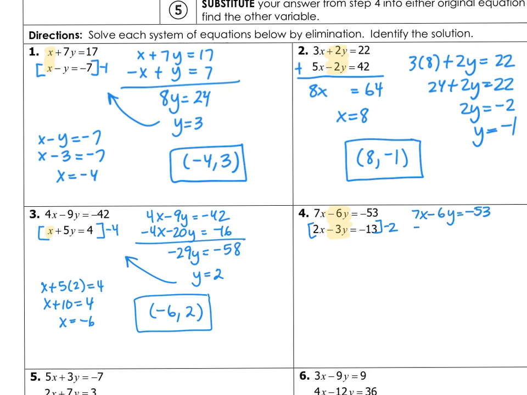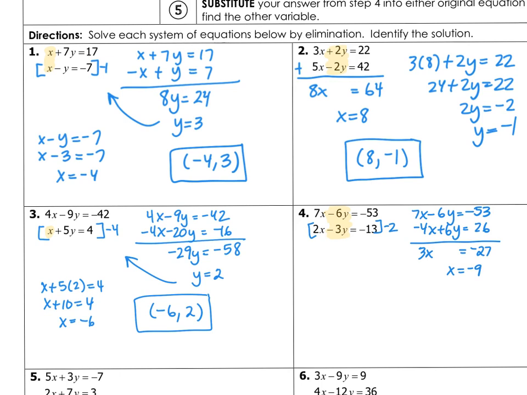Bottom equation, if I multiply everything by negative 2, then notice my y's are going to cancel out, which is what I need them to do. So if I add these together, that gives me 3x equal to, what is that, negative 27? Alrighty, and then divide by 3, that gives me negative 9.